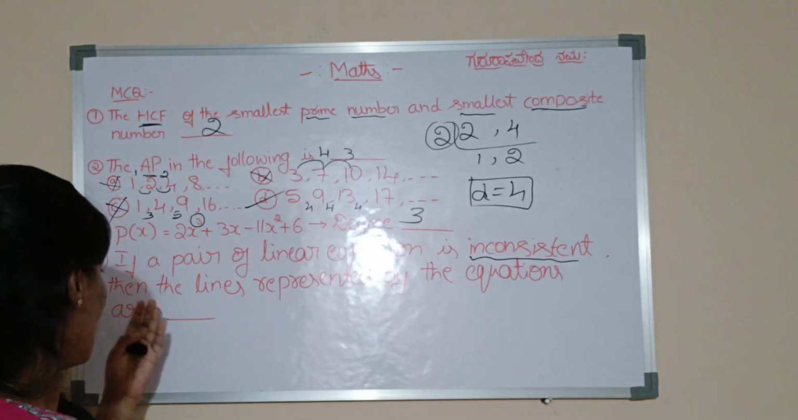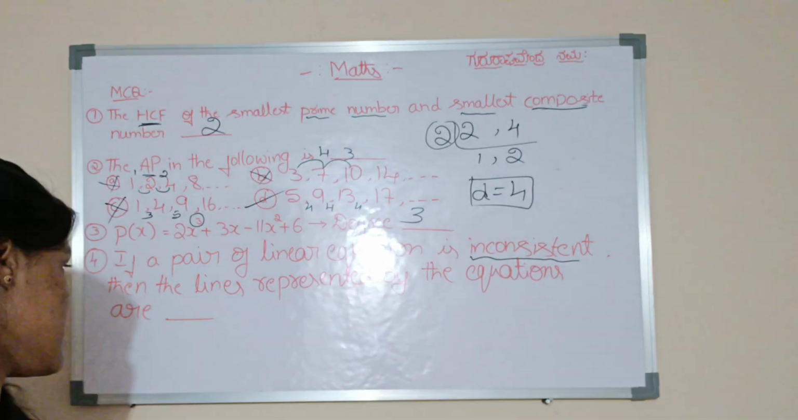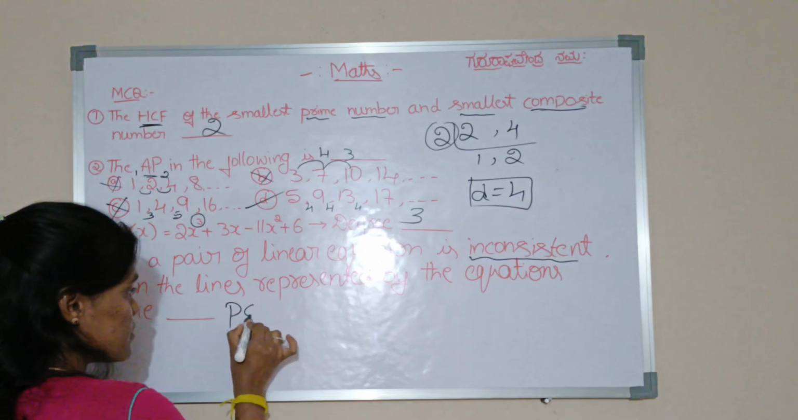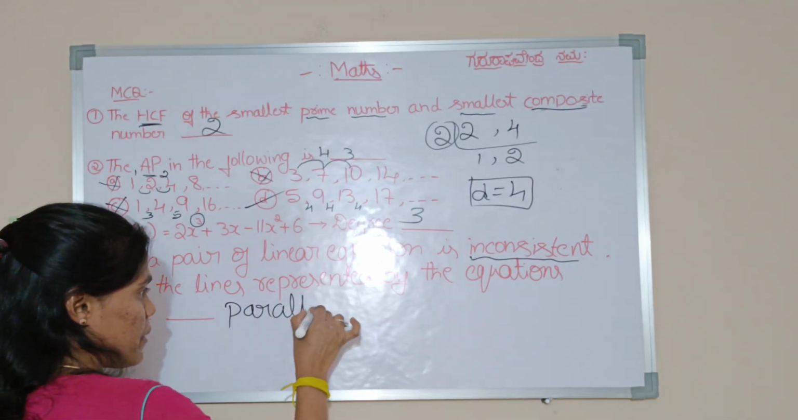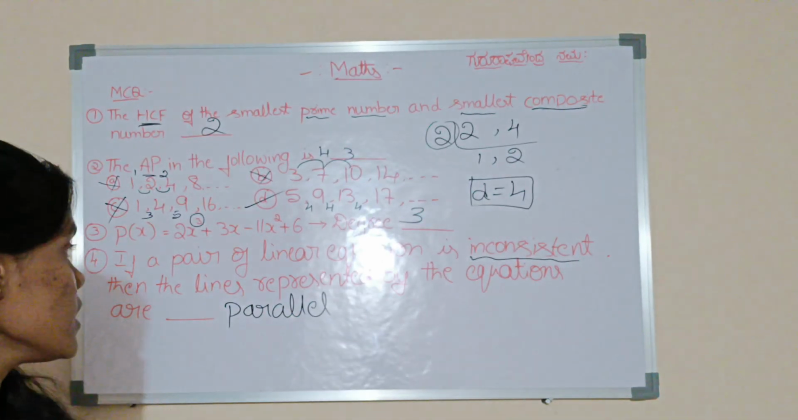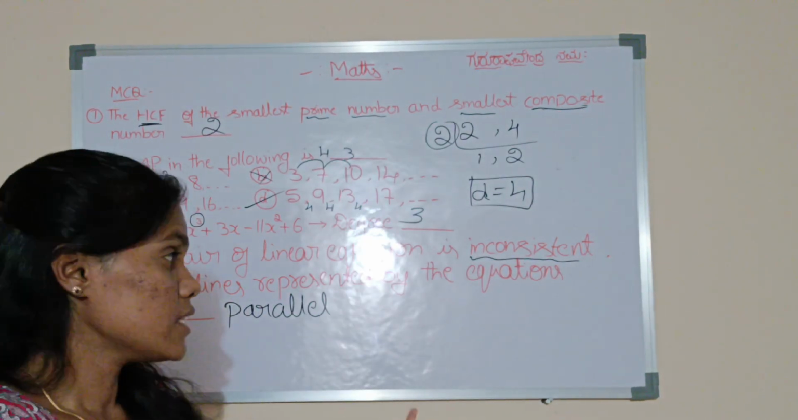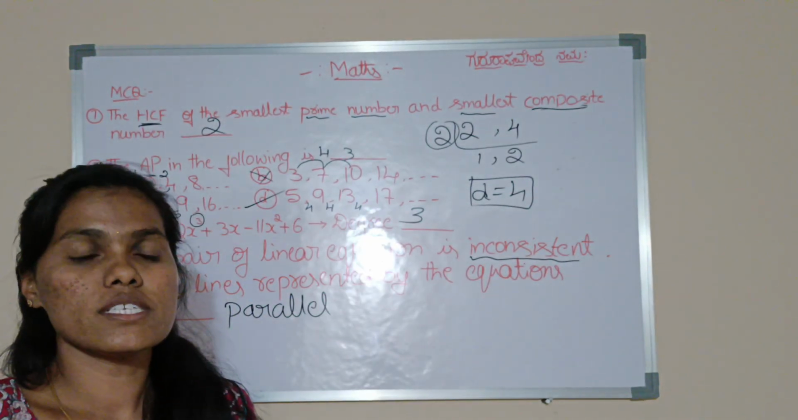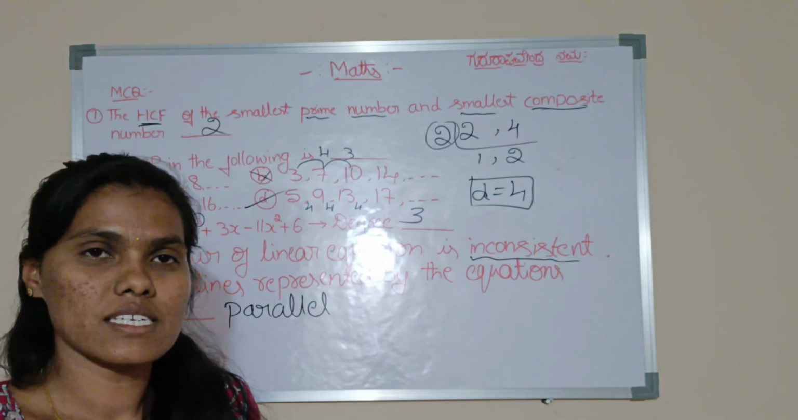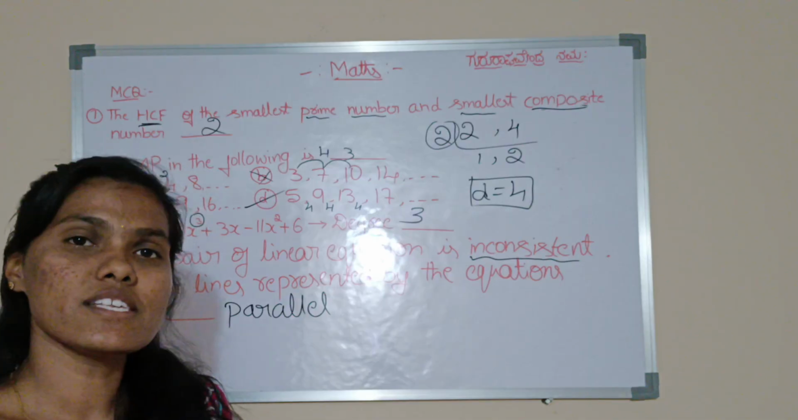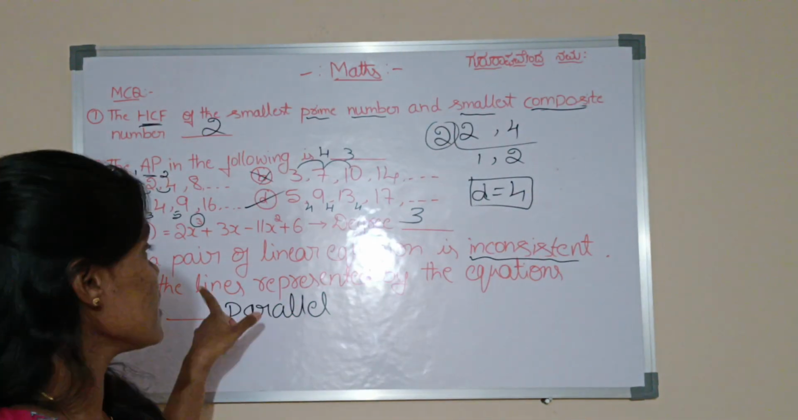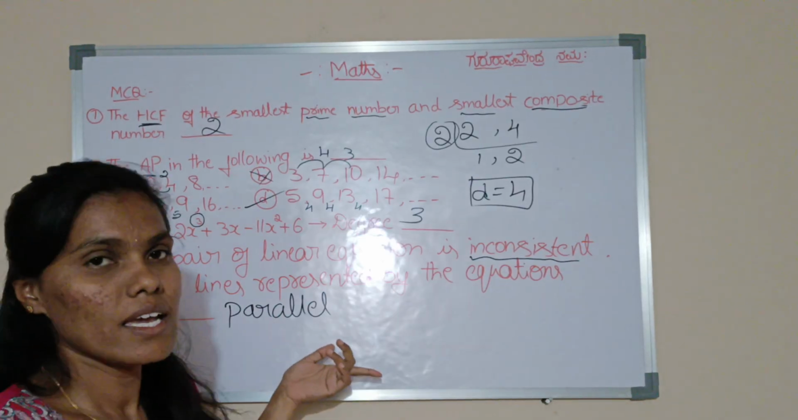Which lines represent inconsistent means that is parallel lines. Parallel lines will be showing inconsistency. Remaining two, that is intersecting lines and also coincident lines, will be consistent lines. Why consistent? They have a solution. So which one will be inconsistent? Parallel lines are inconsistent.